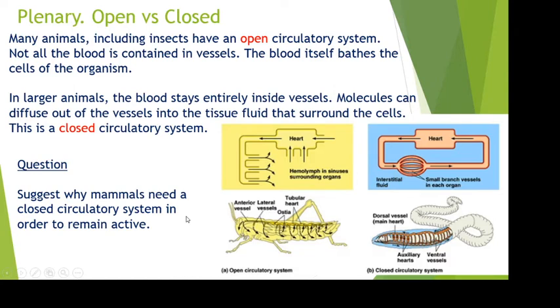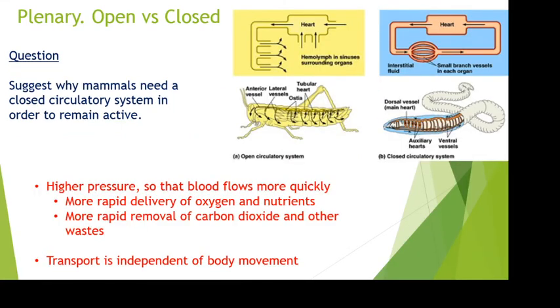So a little question here: can you suggest why mammals need a closed circulatory system in order to remain active? Why do we need the closed system? There's two reasons. In a closed system, you can have much higher pressure, so blood flows more quickly and therefore meets our metabolic demand, with more rapid delivery and more rapid removal. And also, because transport is independent of body movement.